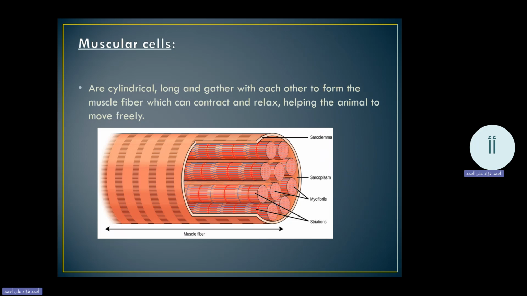Let's talk about another shape of cell, which is the muscular cell or muscular fiber. As you see, the muscle cell is long, cylindrical, accumulated. What does accumulated mean? It means gathered over each other. Why? This shape and structure gives the muscle cell the ability to contract and relax, and this helps in the movement. So the animal can move freely due to the contraction and the relaxation of the muscle cell, and the contraction and relaxation of the muscle cell is due to its structure and shape.